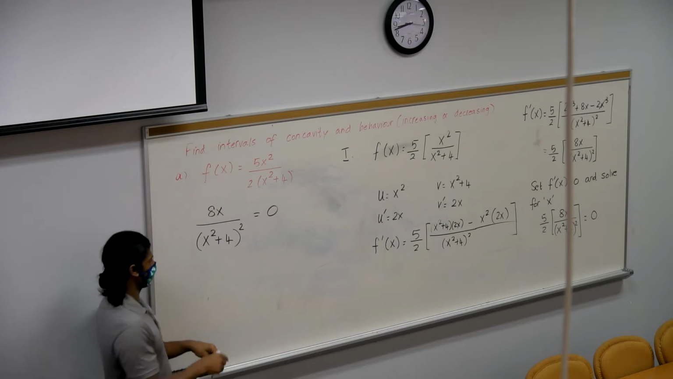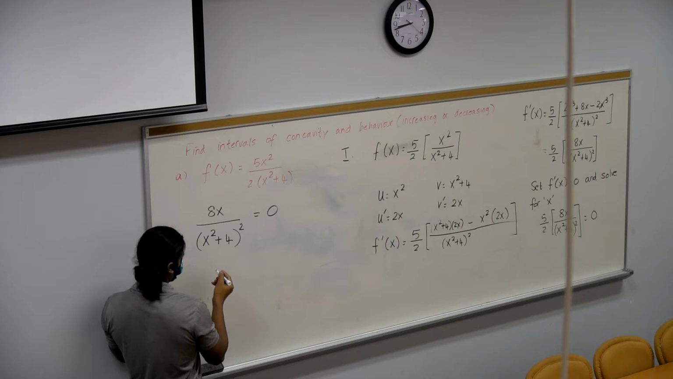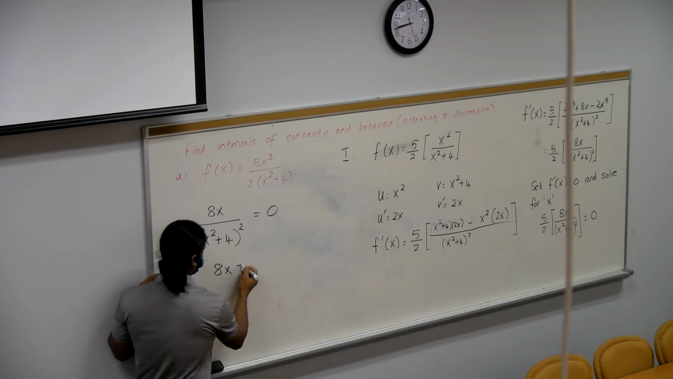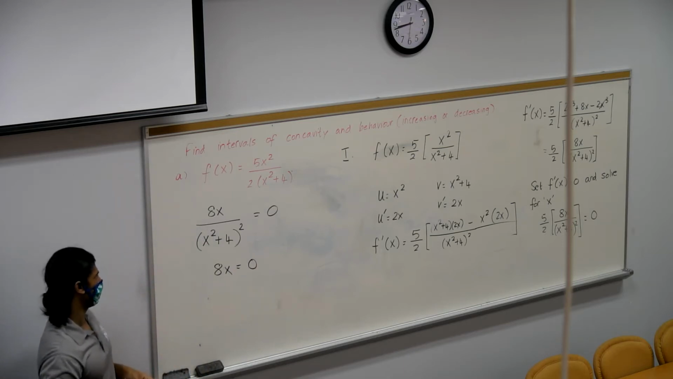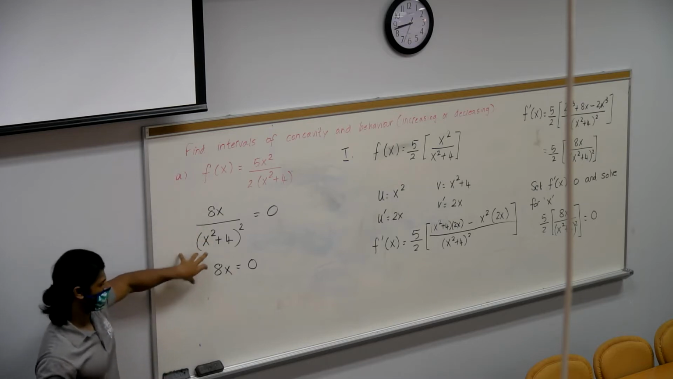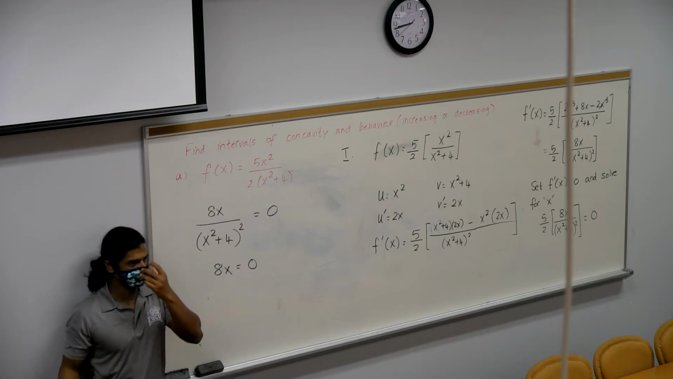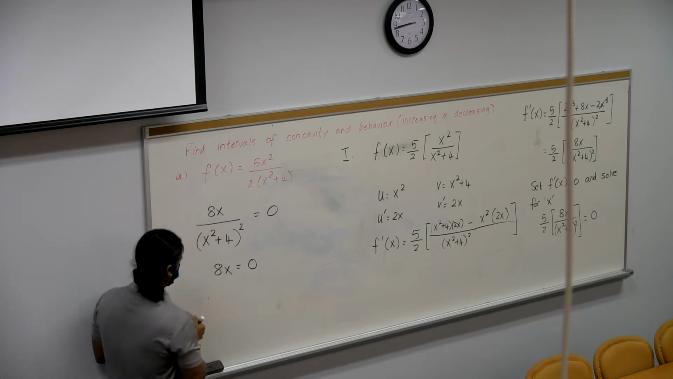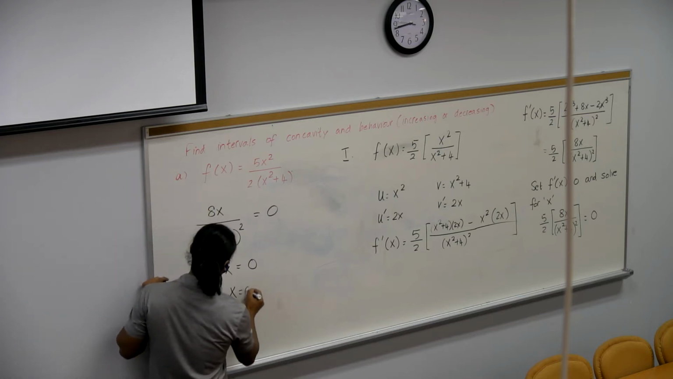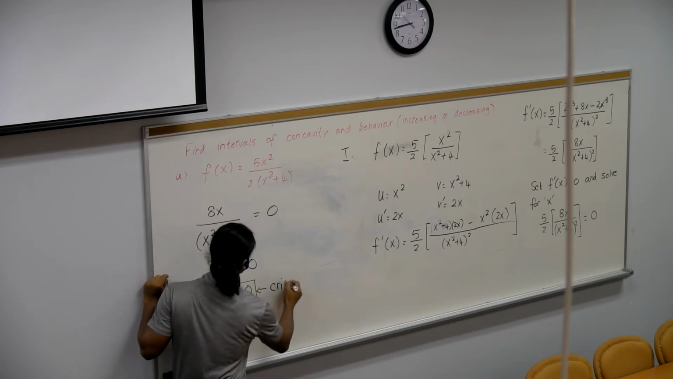The same reasoning. How do we solve for x? We multiply by the denominator on both sides. So we simply have 8x equals 0. Correct? Also, another way of thinking about it, if something divided by something is equal to 0, it implies that the numerator has to be 0. Correct? If it is a singleton. So x would simply be equal to 0, and that is the critical value.